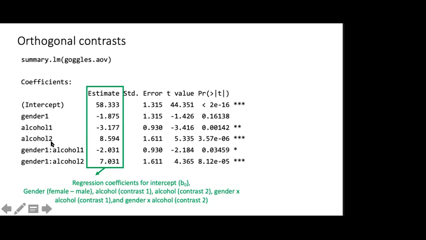So that means the difference for alcohol 1, our first contrast, the difference between no alcohol versus 2 or 4 pints combined, so basically no alcohol versus alcohol, differs between men and women. That means the difference between no alcohol and alcohol is different for men versus women. Also the second contrast, the difference between 2 pints versus 4 pints, differs for men versus women.